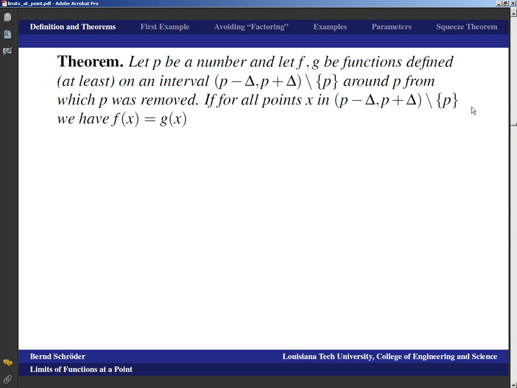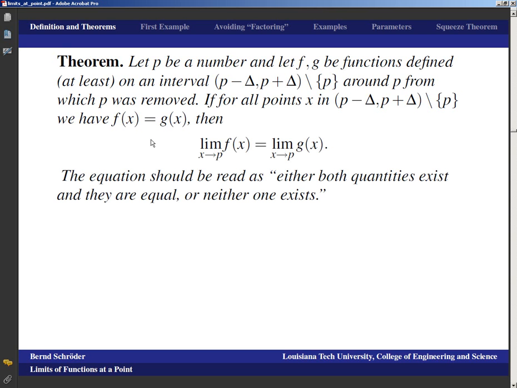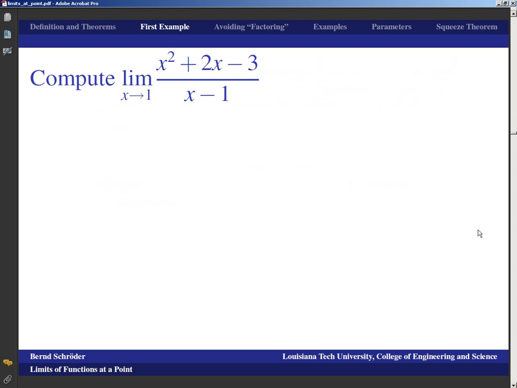And if for all points x in that interval from which the center has been removed, f of x is equal to g of x, well, then the limit as x approaches p of f is equal to the limit as x approaches p of g. This equation should be read as either both quantities exist and they're equal, or neither one of them exists, because for all intents and purposes for the limit computations, these two functions are the same. So either both limits exist and they're equal, or the function blows up either way.